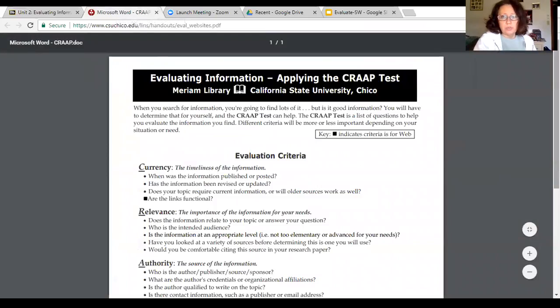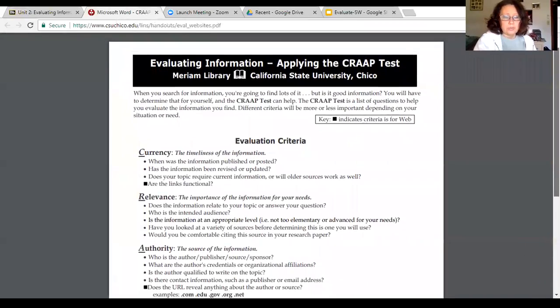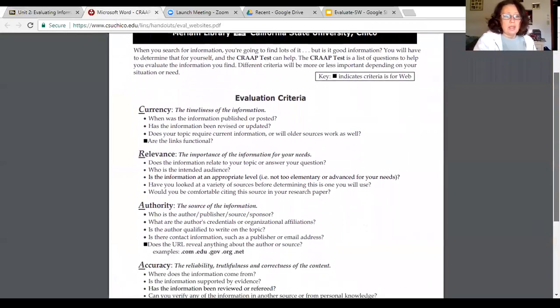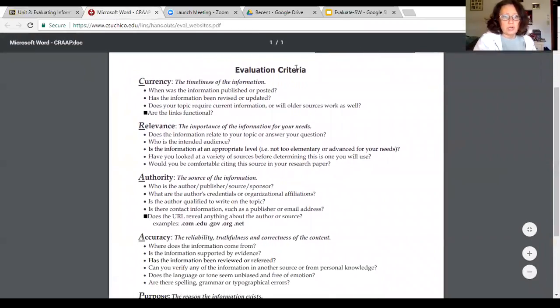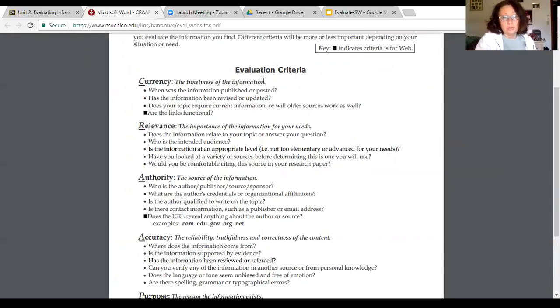So to help you do that, up above, we have what's called the CRAP test, and this is a handout for you to use. It's just the criteria you're going to look at. C for currency: is it timely enough for what your topic is? Does it seem relevant enough? Is there authority? Who is the author?